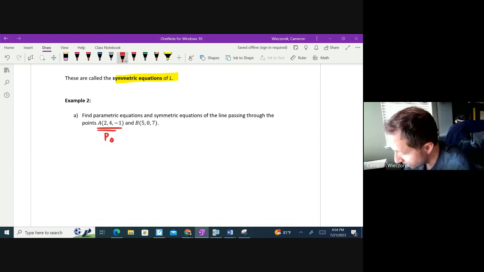Okay. So then my direction vector, I'm going to move from A in the direction of B. So my direction vector is going to be given by vector AB. Subtracting, I get 5 minus 2 would be 3, 0 minus 4 would be -4, 7 minus -1 would be 8. Okay. Just subtract those components.